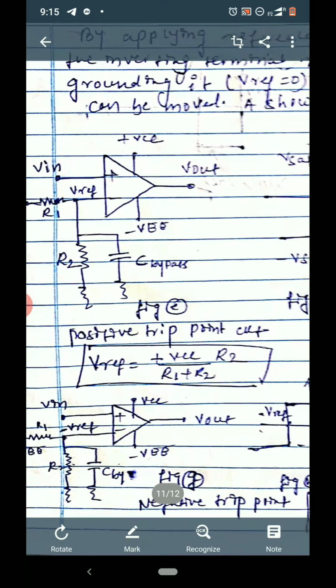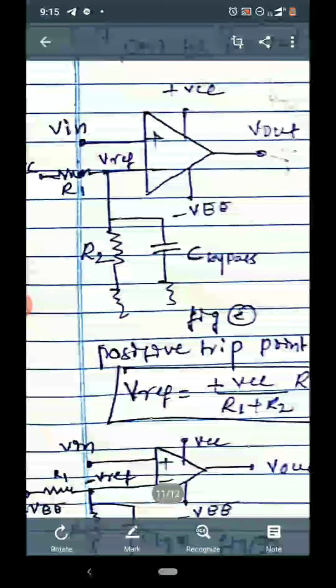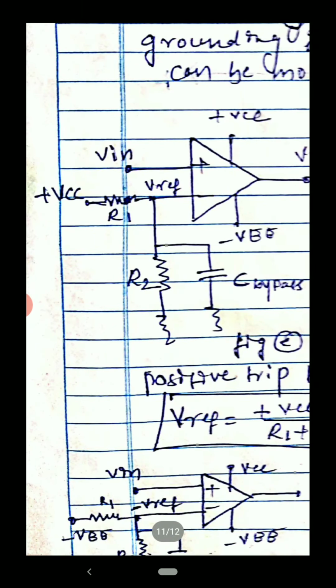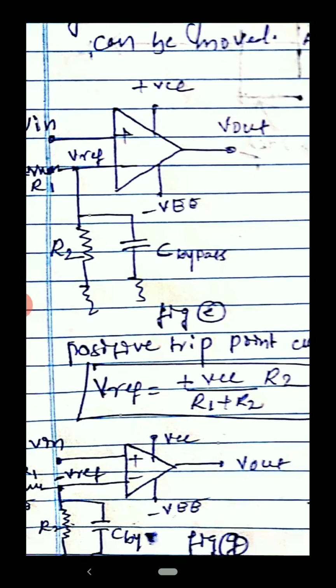So the equation of reference voltage by using the voltage division rule is: V reference is equal to VCC divided by the sum of the resistances R1 plus R2, multiplied by the resistance in the same branch, R2.